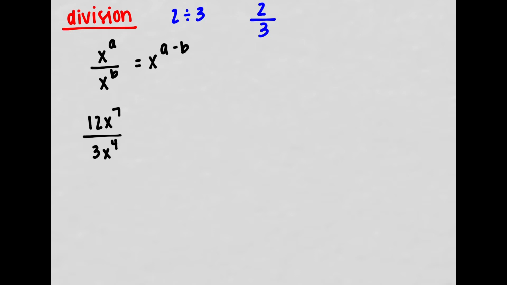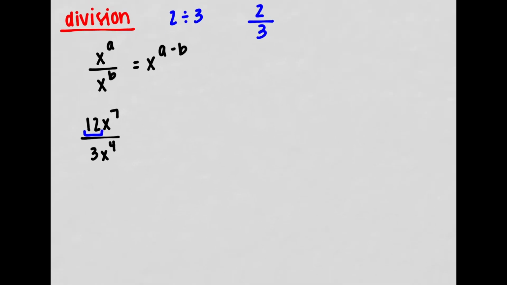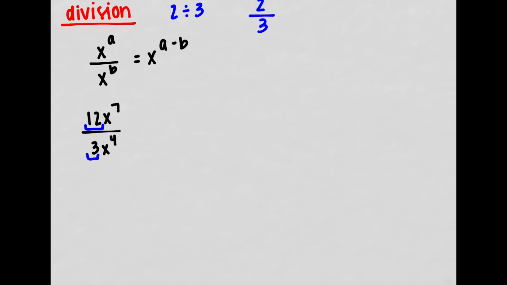Again, we have 2 parts. I have the coefficients again, so 12 and 3. And then I have my x to the 7th, and it matches with x to the 4th because they're the same base. So in this situation, I'm going to do it in 2 steps. I have 12 divided by 3, which gives me 4.